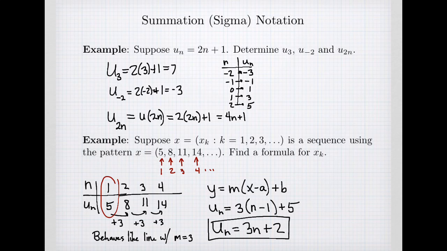And if I look at the pattern, if I plug in 1, I get 3 times 1 plus 2 is 5. If I plug in 2, 3 times 2 is 6 plus 2 is 8. If I put 3 in, I get 3 times 3, that's 9, plus 2 equals 11. And so this formula creates the pattern that's described by this sequence. So it behaves just like a regular function. The notation's all that's different.